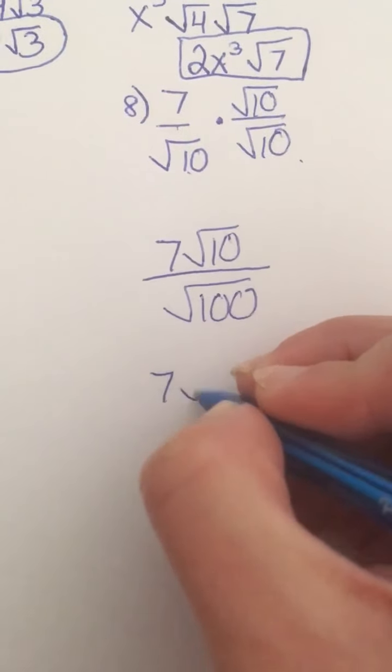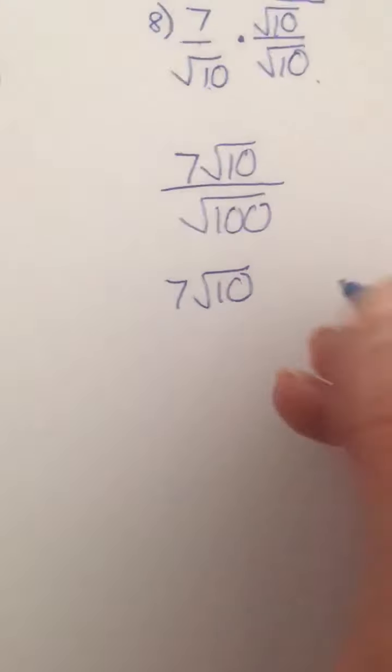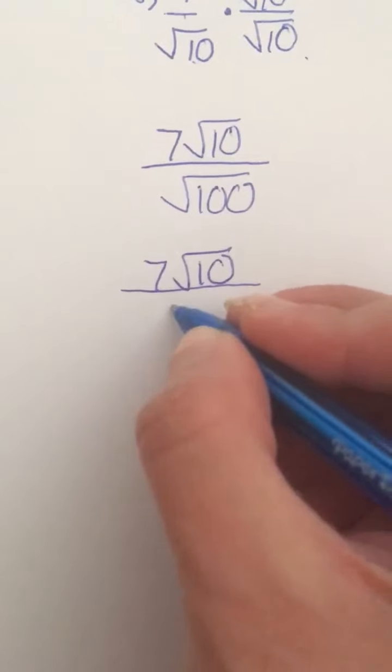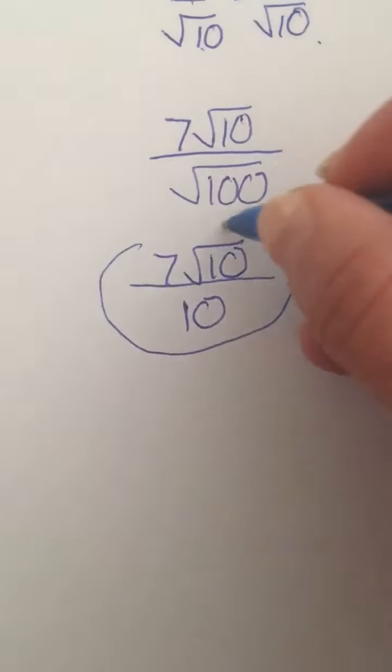So the top we can't really do much with because we can't divide 10 by any perfect squares. And in the bottom, the square root of 100 is 10. And we actually can't go any further here because 7 over 10 doesn't simplify, so that would be your final answer.